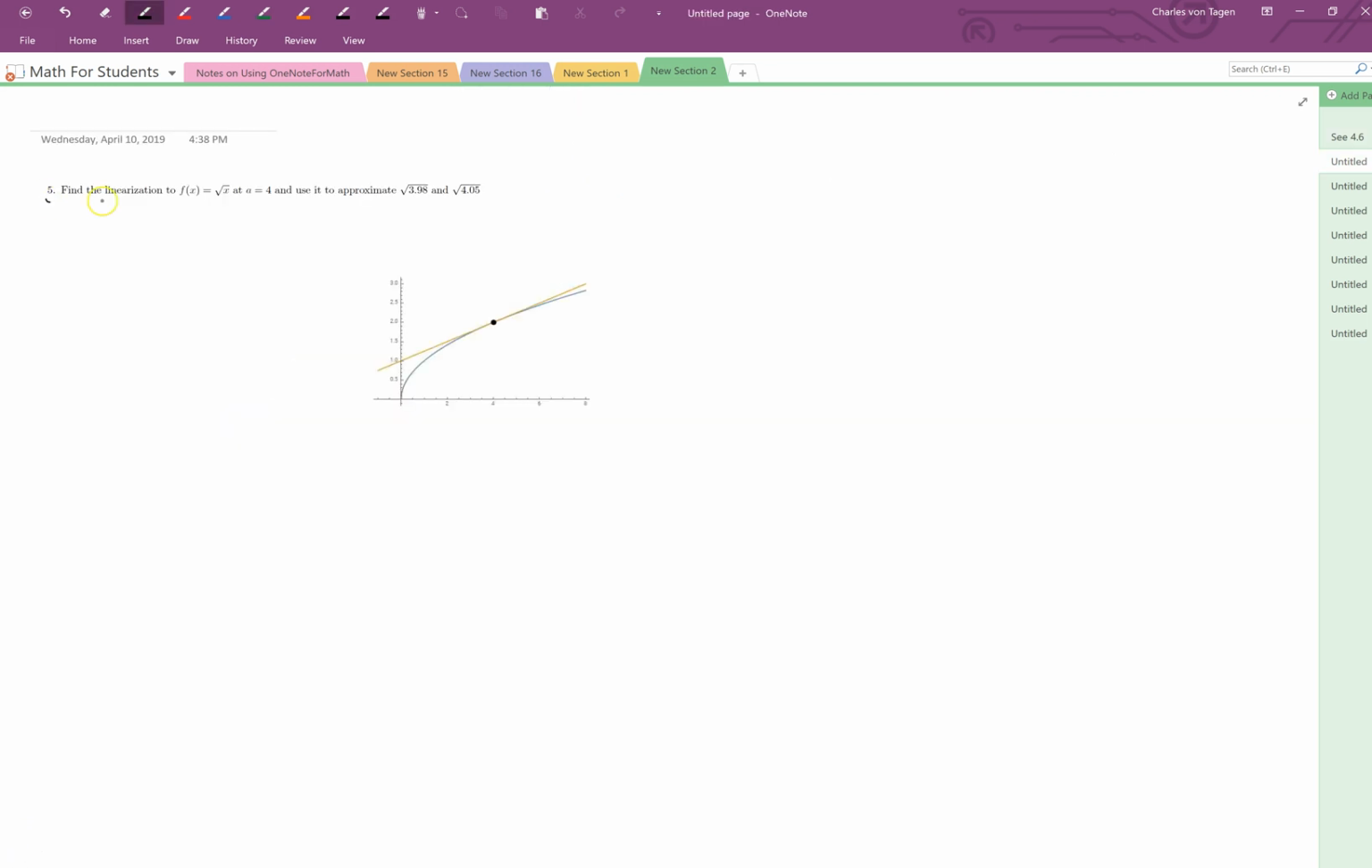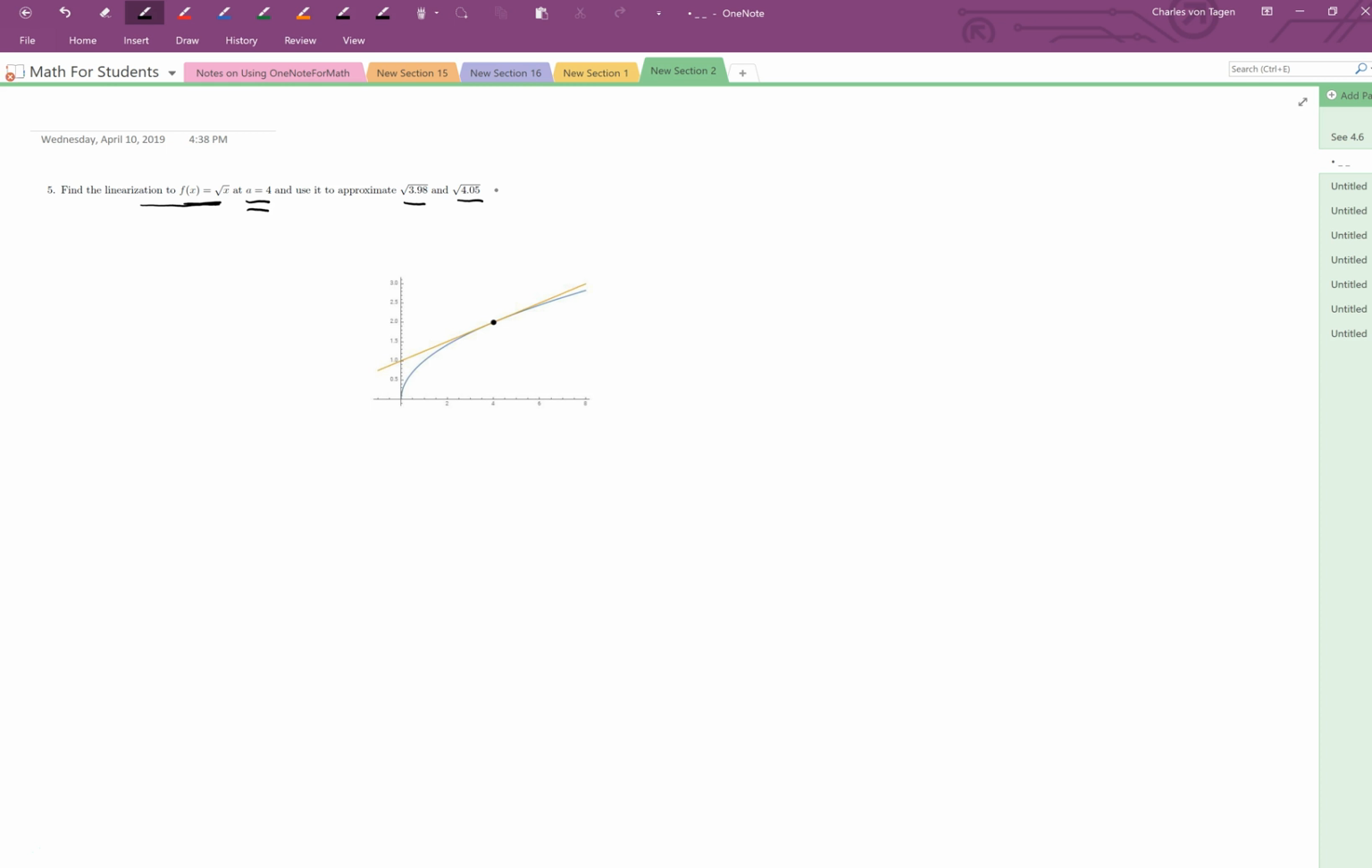So in example 5 here, I want to find the linearization of the function f of x equals the square root of x, and I'm going to anchor it at a equals 4. And I'm going to use that to build a linear approximation so that I can make an approximation for what the square root of 3.98 is and what the square root of 4.05 is. So pause the video and think about this for just a second.